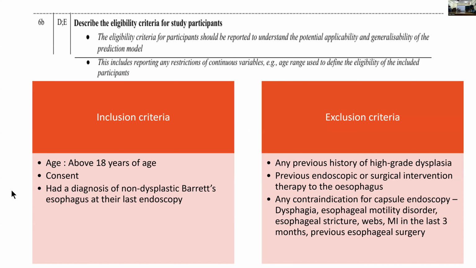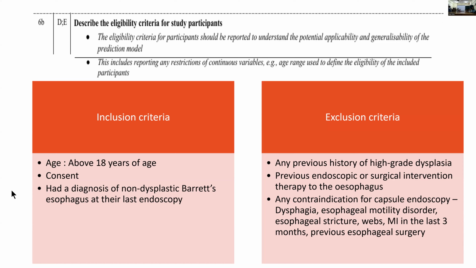The inclusion criteria they had looked at was patients above 18 years of age who had a diagnosis of non-dysplastic Barrett's at their last endoscopy. The exclusion criteria was if they already had high-grade dysplasia, they were excluded. If they had any previous endoscopy for surgical intervention therapy, that was also an exclusion. Lastly, if they had any contraindication for capsule endoscopy.